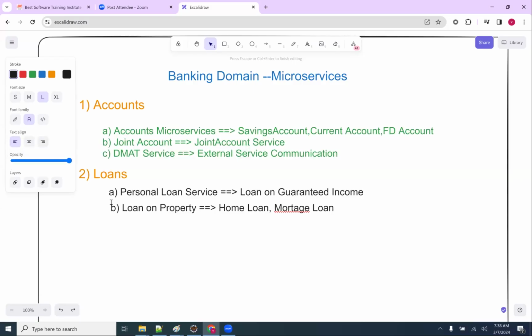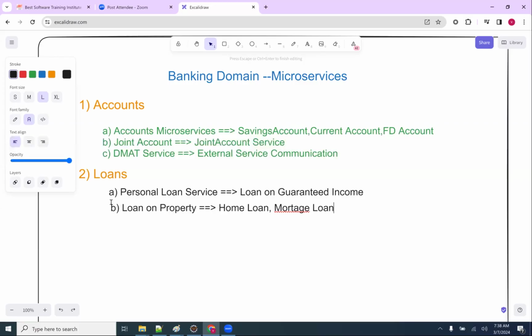Now, can we apply this principle? Software, hardware, implementation. From a software point of view, all maximums are home loan and mortgage loan. Is it a construction or renovation or whatever it may be? Only the principles will change. But loans, property, verification, legal verification, technical verification, 80% of the capability is matching.